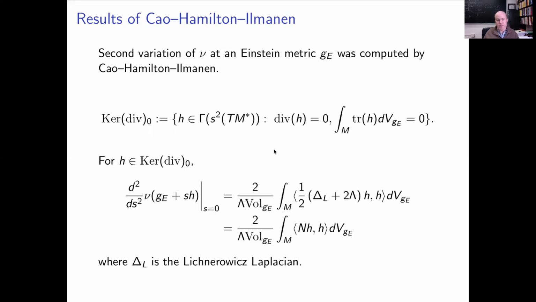So for perturbations inside this family, with divergence 0, they computed the second variation and they get this really nice formula. I mean, there's a strictly more complicated formula for Ricci solitons, but for Einstein manifolds, it effectively turns out to be this operator N, which is, up to a constant, the Lichnerowicz Laplacian plus twice the Einstein constant acting on h.